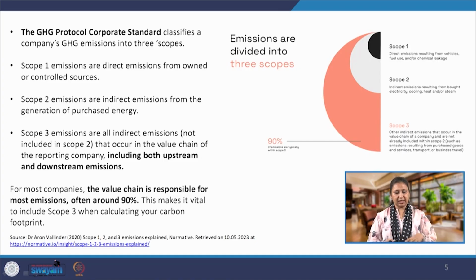So, quickly giving you an overview, the GHG Protocol corporate standard classifies the company's GHG emissions into 3 scopes, scope 1, 2 and 3, and I had told you towards the end of yesterday's lecture also that scope 1 is the direct emission from owned or controlled sources. Scope 2 is the indirect emission resulting from the purchased energy, and the rest of the indirect emissions we put in scope 3, both for downstream and upstream operations in the value chain of the company.